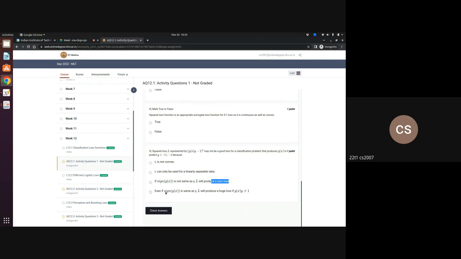Last one. If the sign of W transpose X is the same as Y, which means this will be a positive quantity, L will produce a huge loss if W transpose X into Y is not equal to 1. So this is a huge quantity. Positive or negative doesn't matter, because we are just subtracting 1 and then squaring it up. So this is going to be a huge quantity even if the sign matches. The only point where it will be correct is when W transpose X into Y is equal to 1, right?